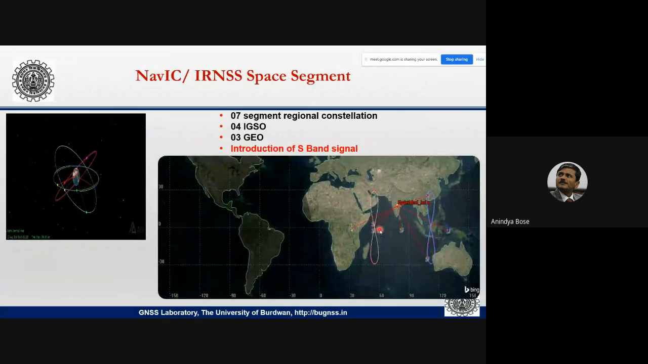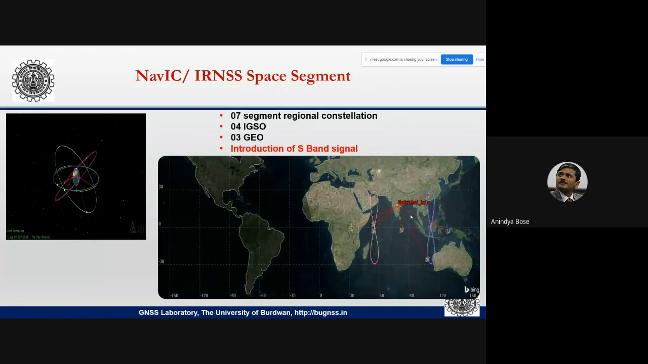Now if you come to the NavIC or IRNSS space segment, I wanted to show this one because the constellation pattern is completely different. That's why I wanted to give you a different type of flavor. NavIC is a regional system. It does not cover the whole world, unlike GPS, GLONASS, Galileo, or Baidu. I'll come to the coverage, but instead of being placed in a medium Earth orbit, the satellites are placed in geostationary Earth orbit.